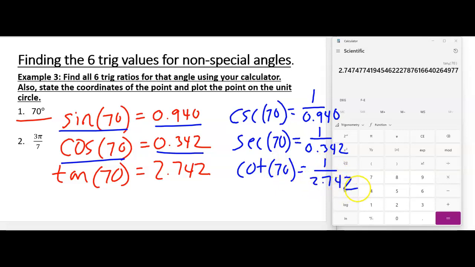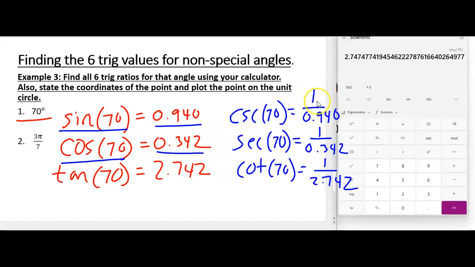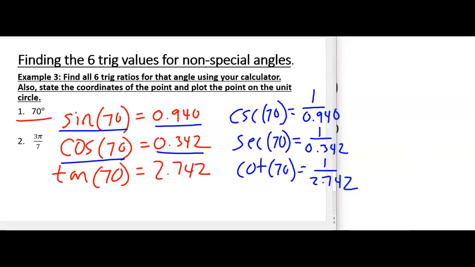Now, we probably shouldn't leave our answers like this. We could actually just use our calculator and simplify them a little bit more, which is what I'm going to do. So let's do this one. 1 divided by 0.940 equals. There it is, 1.064. And we're going to continue that with these other two here. Just do 1 divided by 0.342 and 1 divided by 2.747 to get the others.